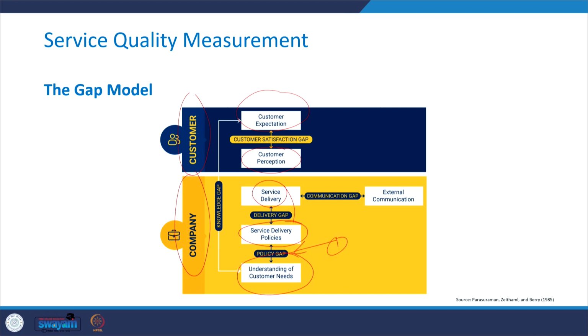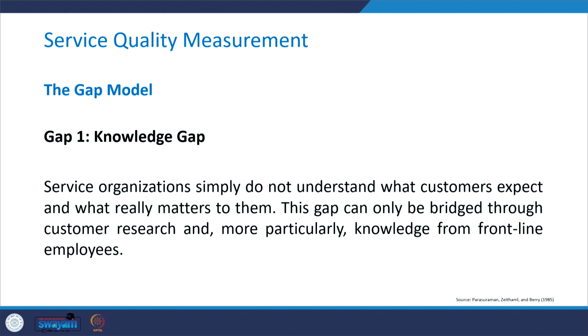Then they try to devise some service delivery processes or policies, and ultimately that gets delivered through service delivery channels. Across this model, you can note that there are gaps written: policy gap, delivery gap, knowledge gap, customer satisfaction gap, and communication gap. So let's discuss what these gaps exactly mean. The first gap is the knowledge gap. Here, service organizations simply do not understand what customers expect and what really matters to them. This gap can only be bridged through customer research and more particularly knowledge from frontline employees.